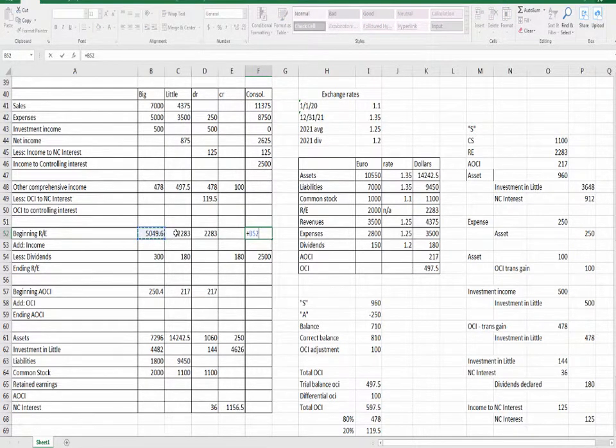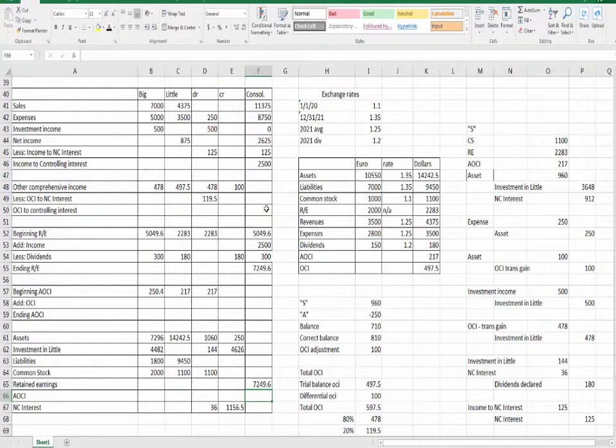Our beginning retained earnings, credit plus credit minus debit. Income, whoops, I put that in the wrong place. That goes there. Dividends, debit plus debit minus credit. Ending retained earnings, beginning plus income minus dividends. And that goes down to the balance sheet as ending retained earnings.